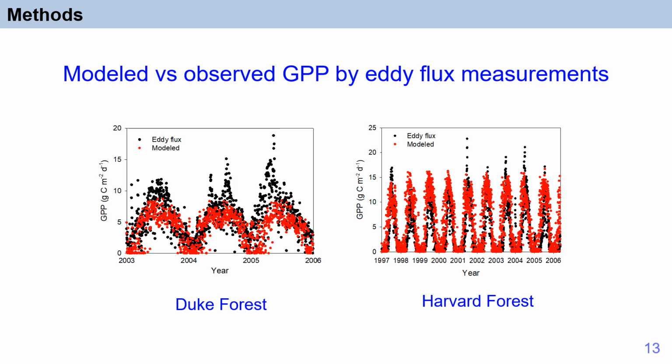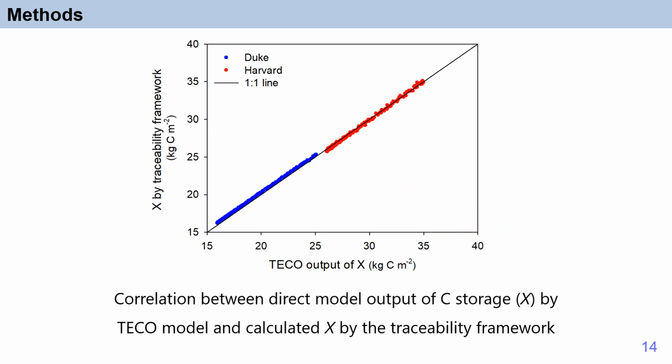This is the validation results of the TICO model. For both ecosystems, the model can capture the observed patterns pretty well. We compared direct model output of carbon storage with carbon storage calculated by the transient traceability framework. They are almost identical in both forests, which means the transient traceability framework works very well to reproduce model simulations.